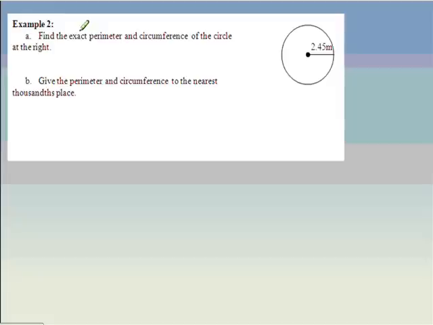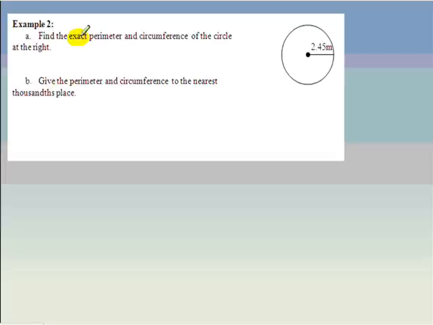Now let's talk about circles. So we're asked to find the exact perimeter and circumference of the circle to the right. Well, perimeter and circumference are the same thing when you're talking about a circle. So let's just ignore the fact that they have asked about perimeter in both of these. And let's talk about this word exact. Exact means that we do not round.